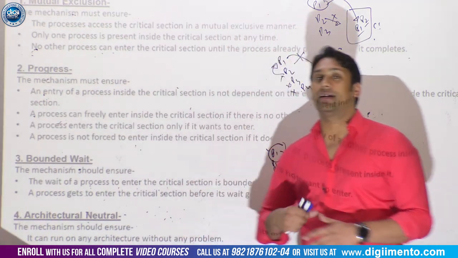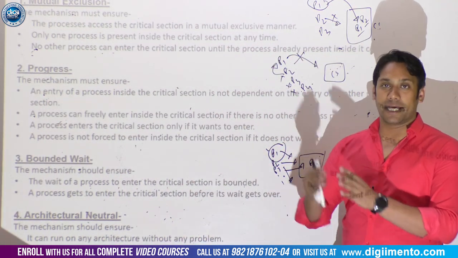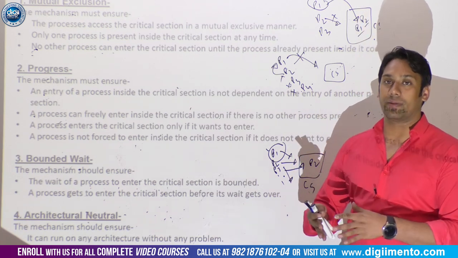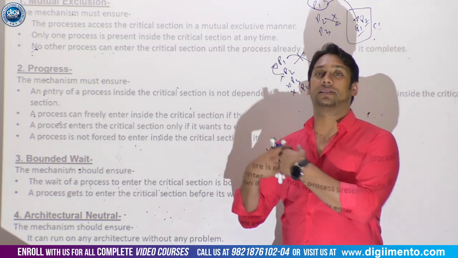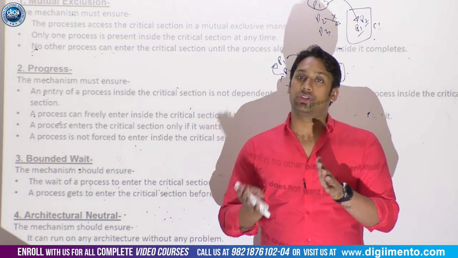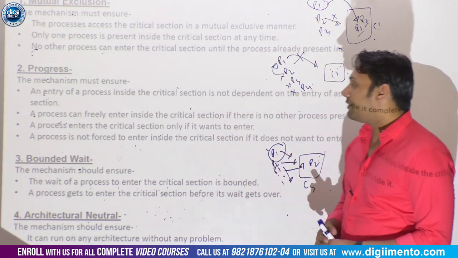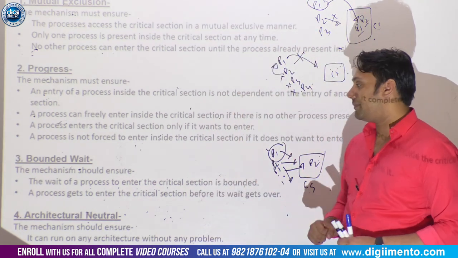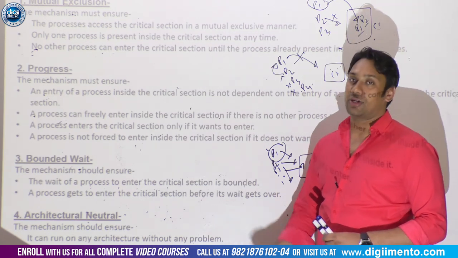Correct? So, usko jo wait ka ek bound hona chahiye ki maximum aapko itna wait karna padega. Uske baad aapko critical section aap enter karoge hi karoge. So, there should be a bound on waiting. So, bounded waiting should also be satisfied. Okay? And the last one is architecture neutrality.